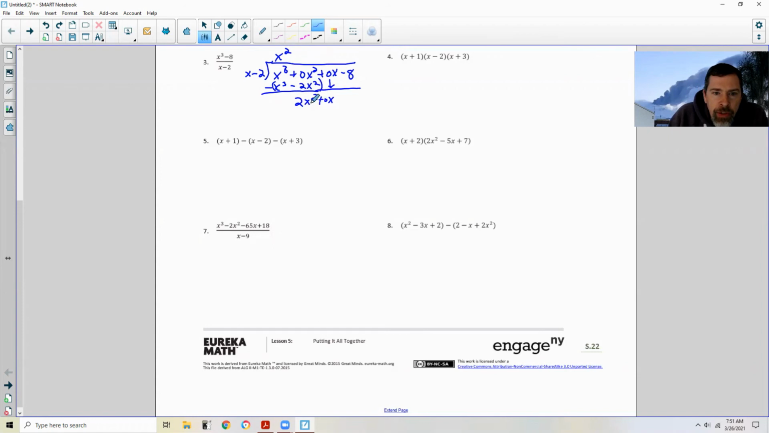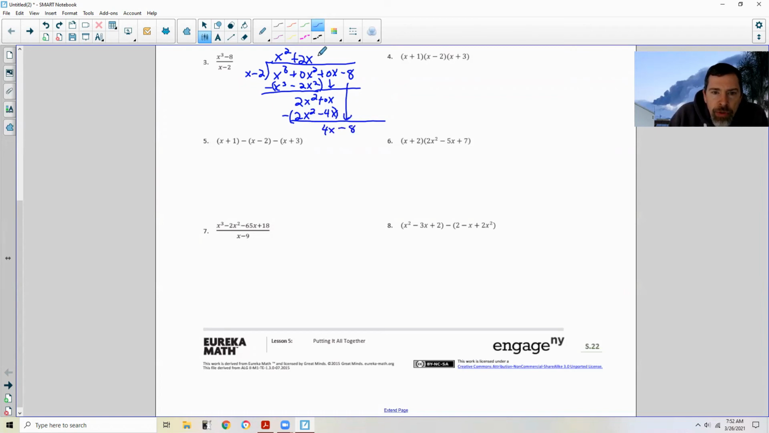All right, x goes into 2x squared. I need a 2x. 2x times x is 2x squared. 2x times a negative 2 is negative 4x. Subtract. And 2x squared minus 2x squared is 0. 0 minus a negative 4x is a positive 4x. It's plus 4x. Bring down the minus 8.